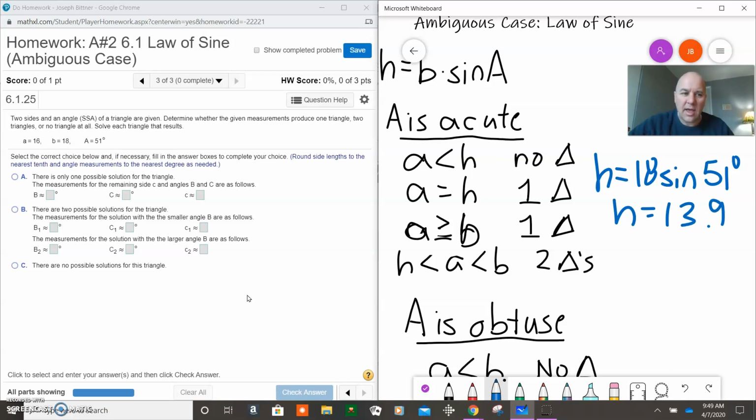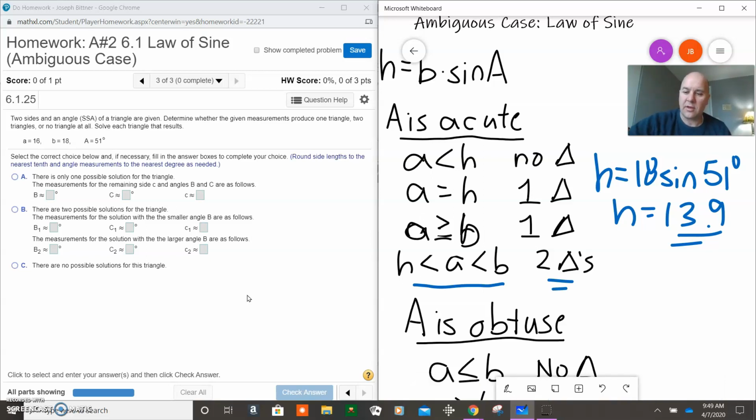Now, I know what the answer is on this one, so I'm going to jump straight to it. It's going to be this one. When you compare A, B, and H, and A is 16, B is 18, and H is 13.9, does it follow this constraint? Does it go through the whole rules? Is H the smallest? Yeah, H is smaller than 16 and 18, 13.9. Is B the largest? Yeah, B is 18. It's the largest of these three numbers. So I definitely will have two triangles.